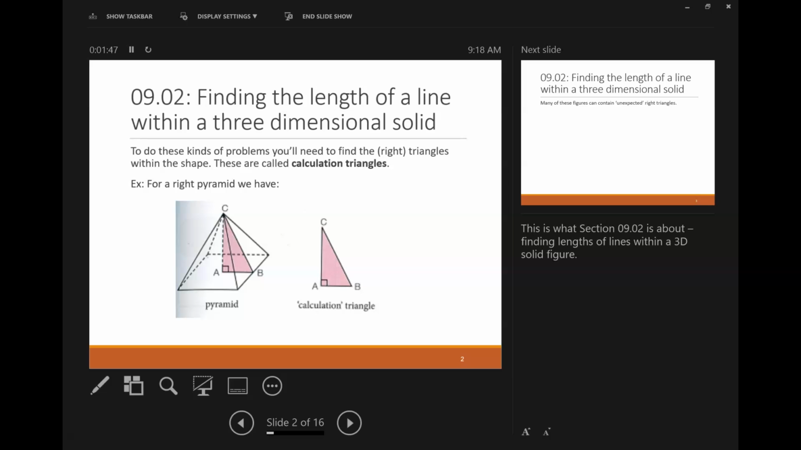So, for example, if we have a pyramid like this, this is an example of a calculation triangle. So here in pink.